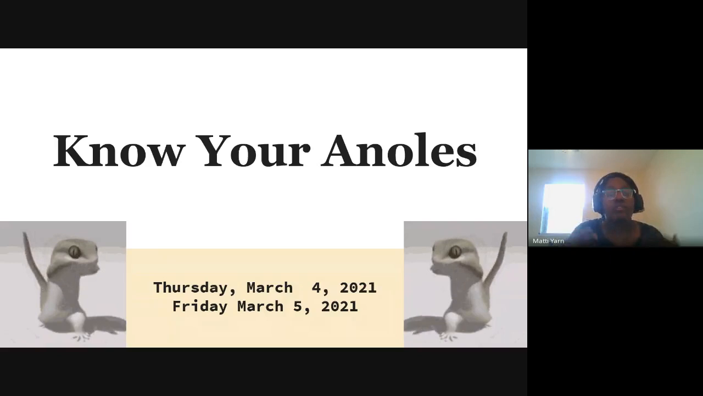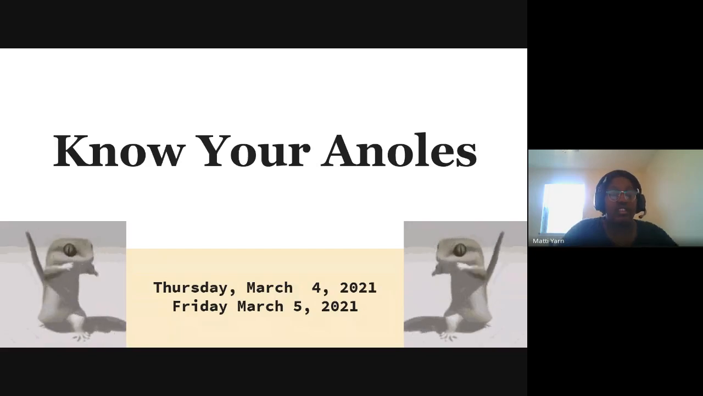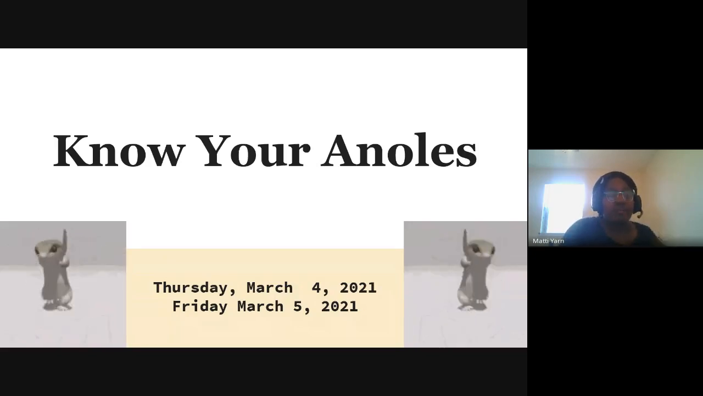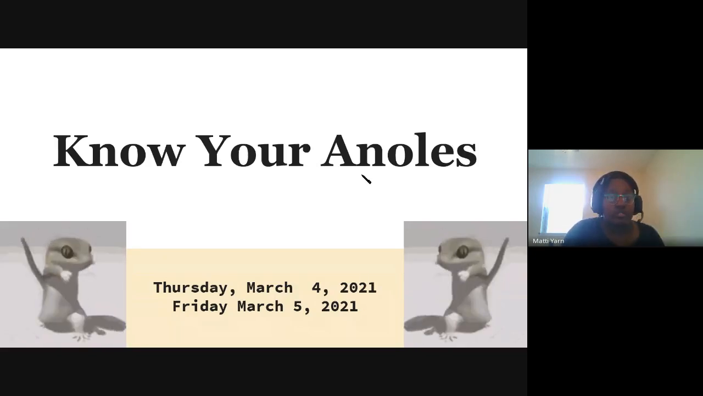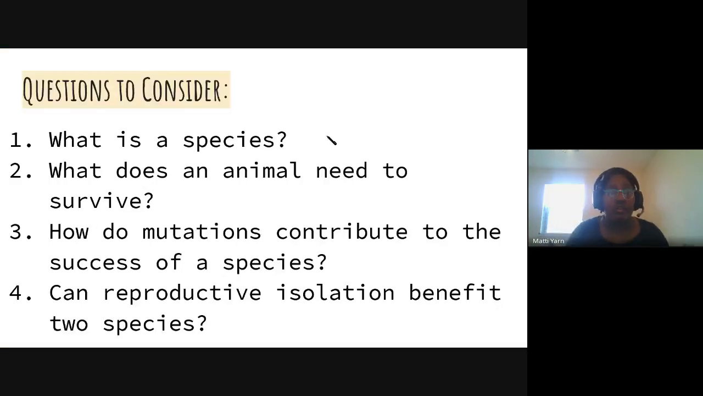All right. So, first thing, what the heck is an anole? As you can imagine, based on the cute little dancing reptile on the screen, they are lizards. Okay, so let's take a look at how two populations of lizards can drive each other to evolve. They're kind of going to compete and it's going to change how they interact with each other.